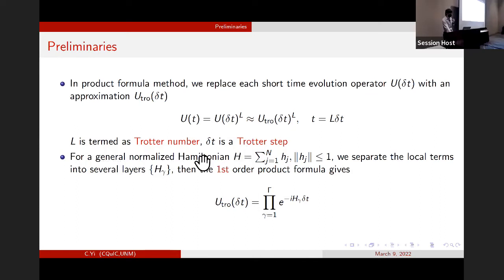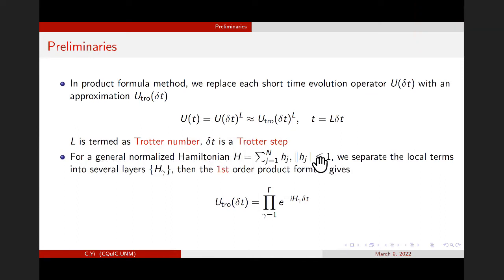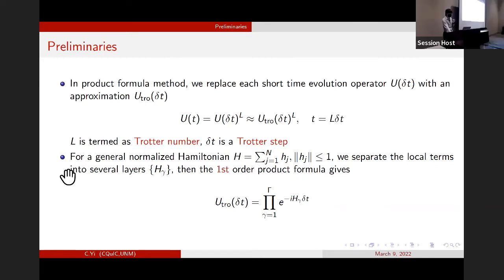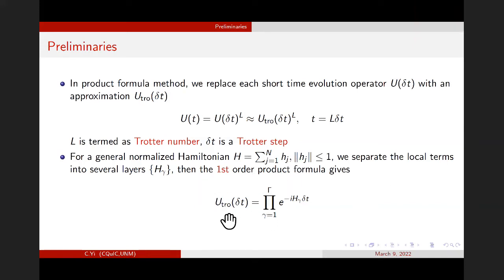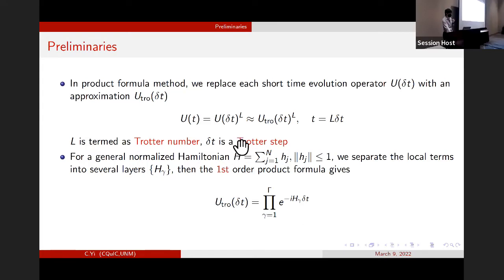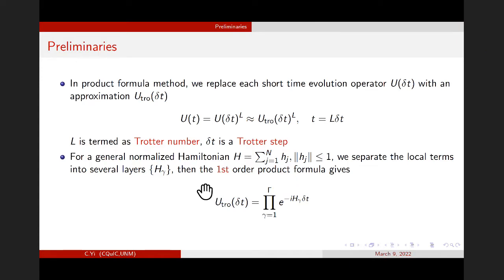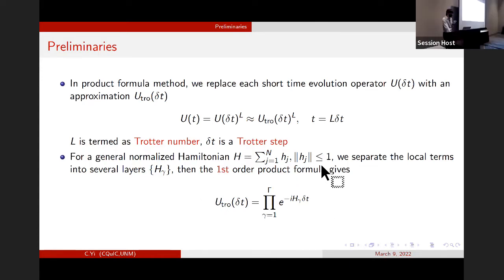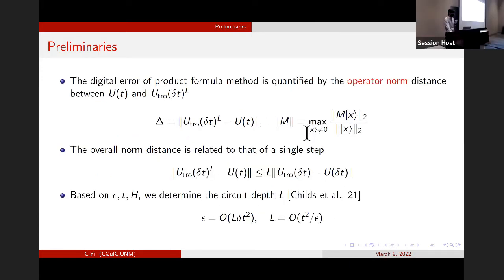For a general normalized Hamiltonian, which is the summation of local terms, we first separate the local terms into different layers, such that each layer is a summation of only local commuting terms. Then the first order formula gives us this as a good approximation of a short-time evolution. Because each H gamma is only a summation of local terms, we can use only local quantum gates to construct it. To determine how many resources we need in this algorithm, we should do some error analysis.